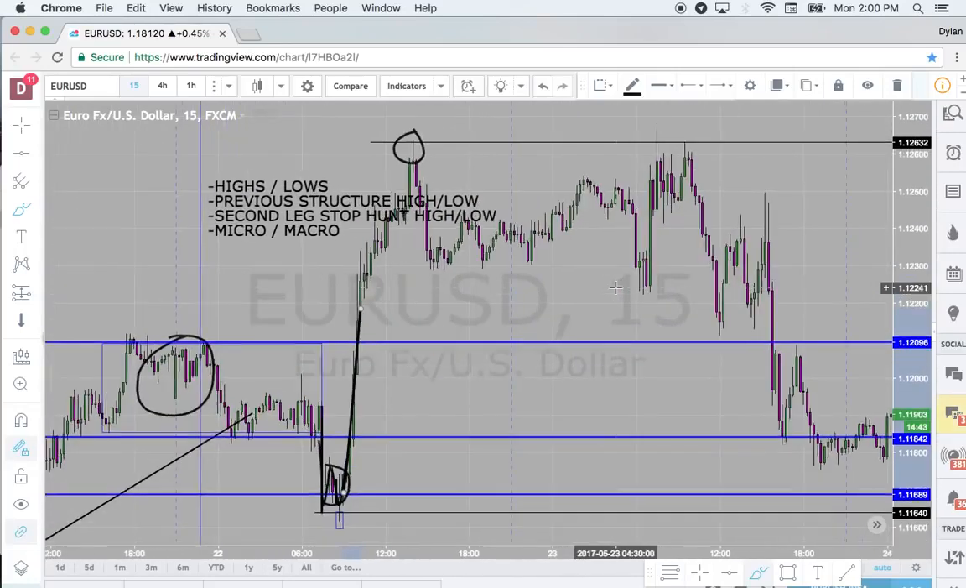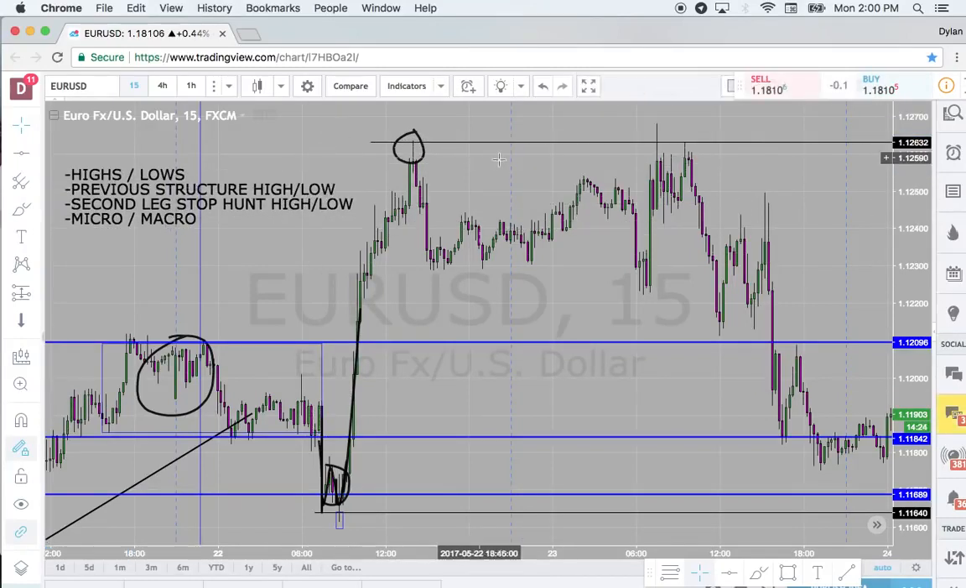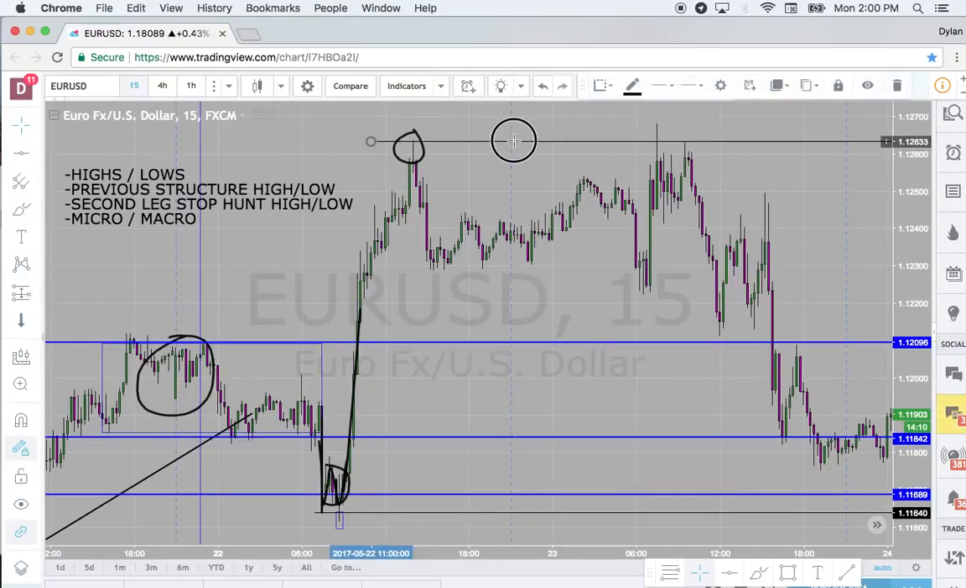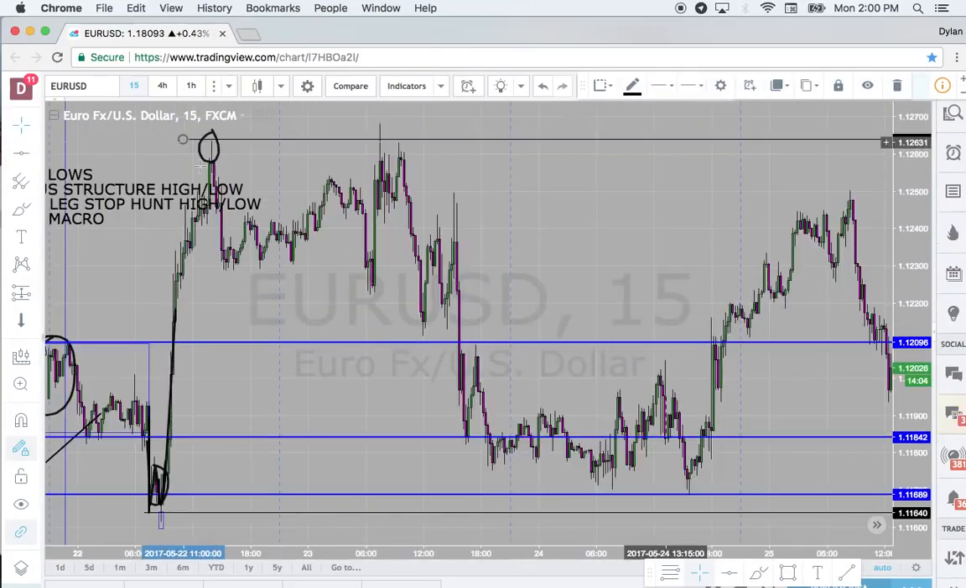Alright. Now we talked about this W formation. Now what we can see is that price came back up and then formed a high of the day right here at 1.12637. So this high was then formed, creating what looks to be a new high of the week.